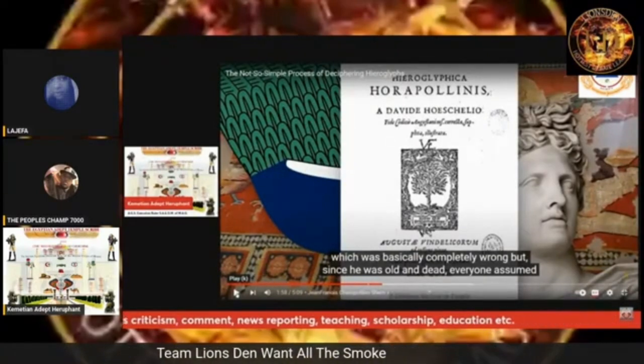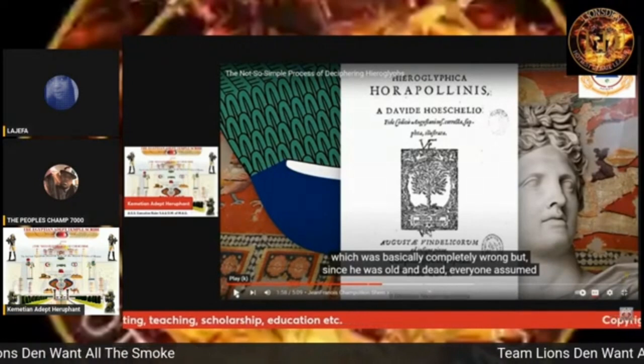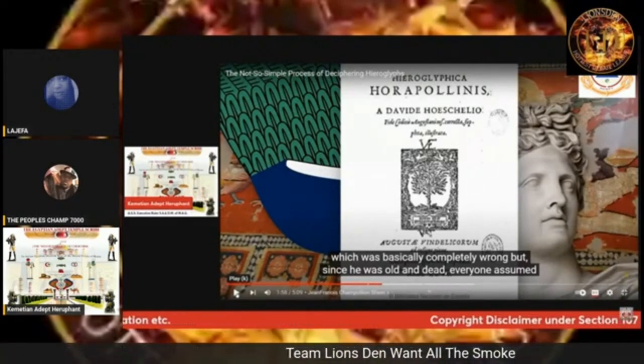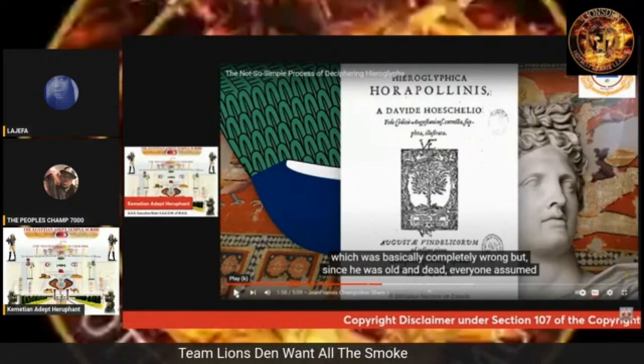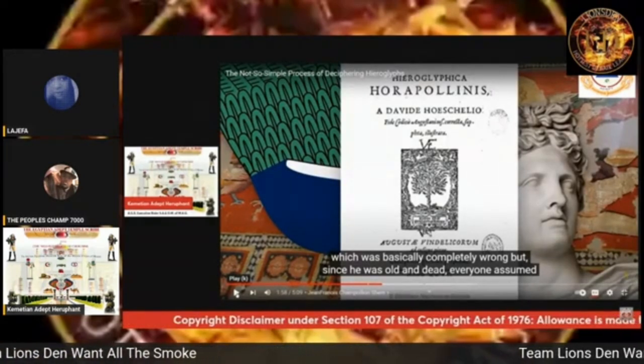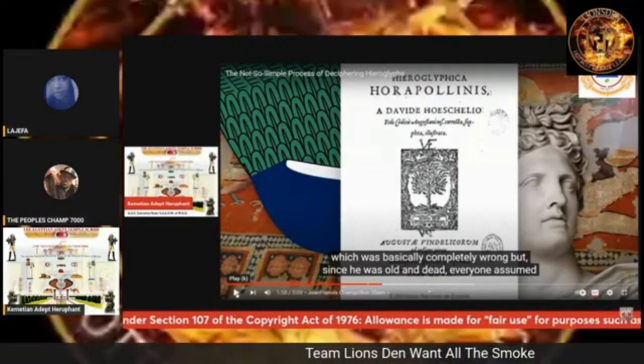Horapollo was a real Egyptian priest, family. One of the last ones of them. He said that the language was metaphysical. It was symbolic. He wasn't dealing with no alphabet charts and alphabet system. This was before Champollion. So Champollion had to overthrow Horapollo's methodology in order to get his own approach established.